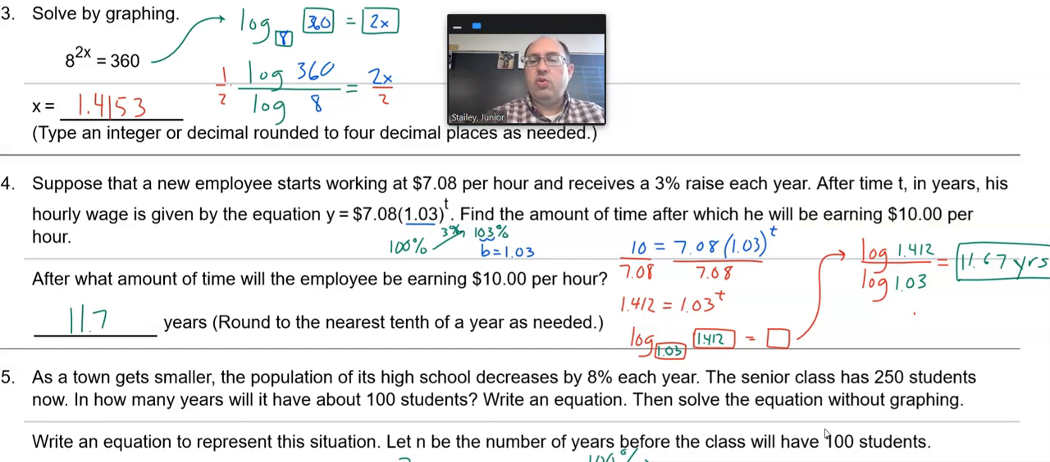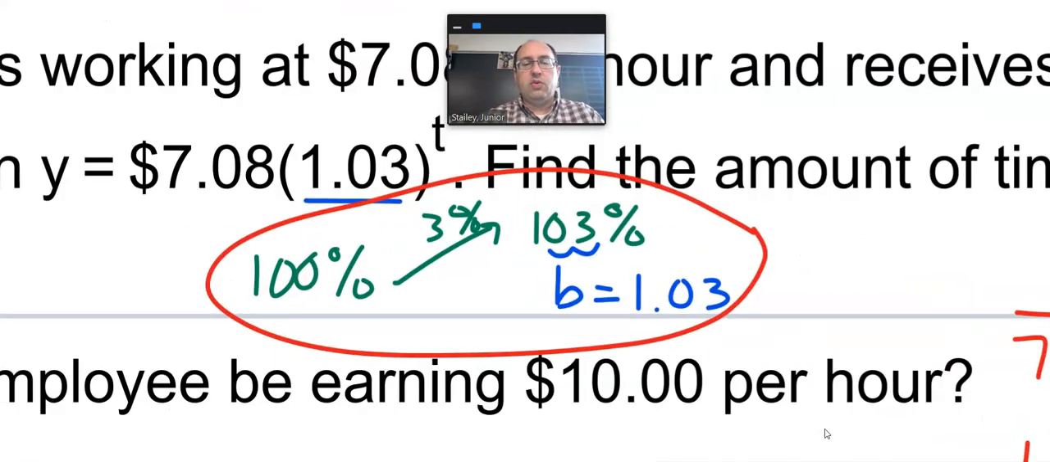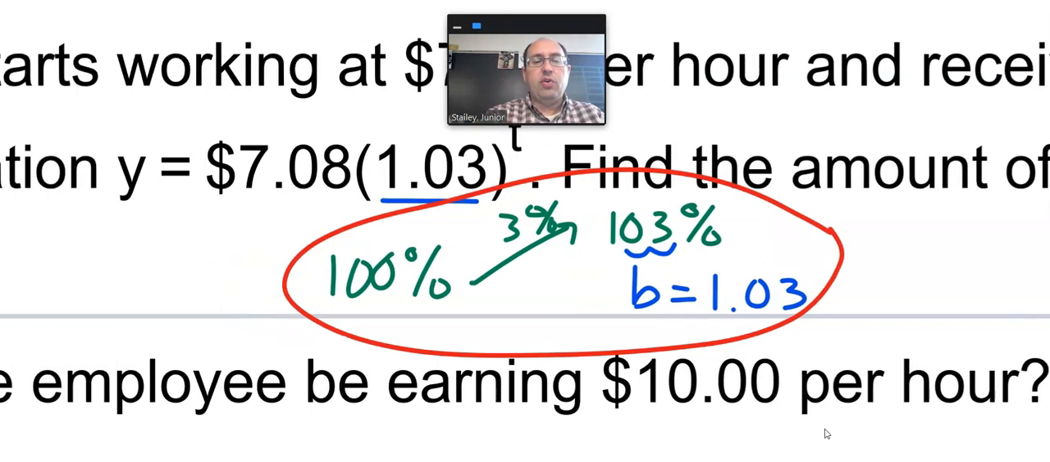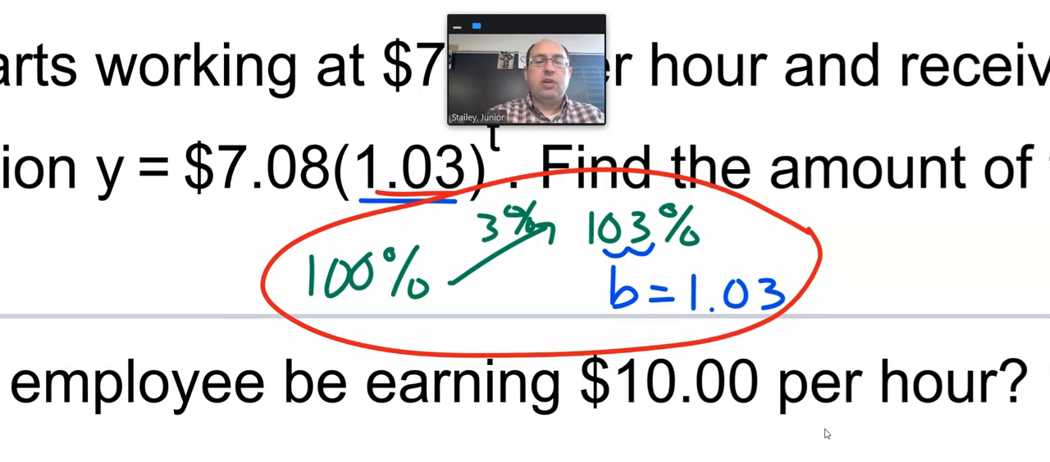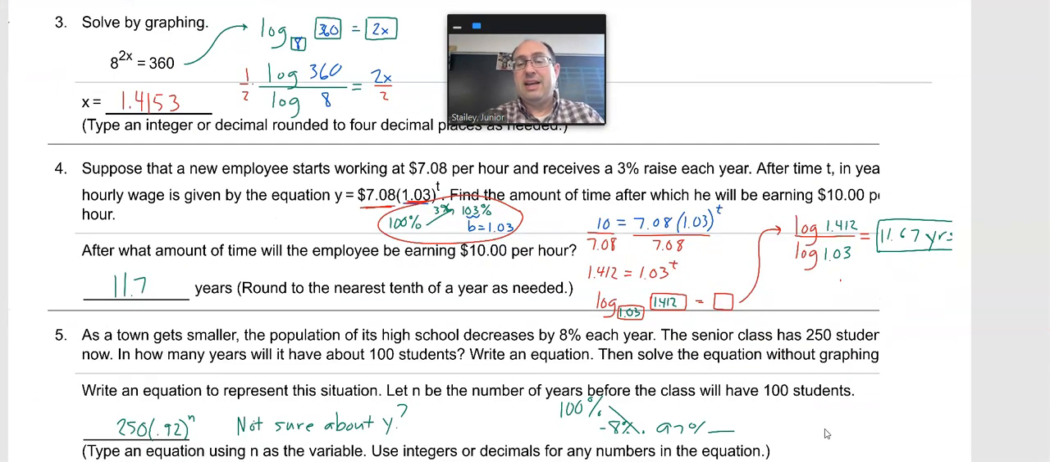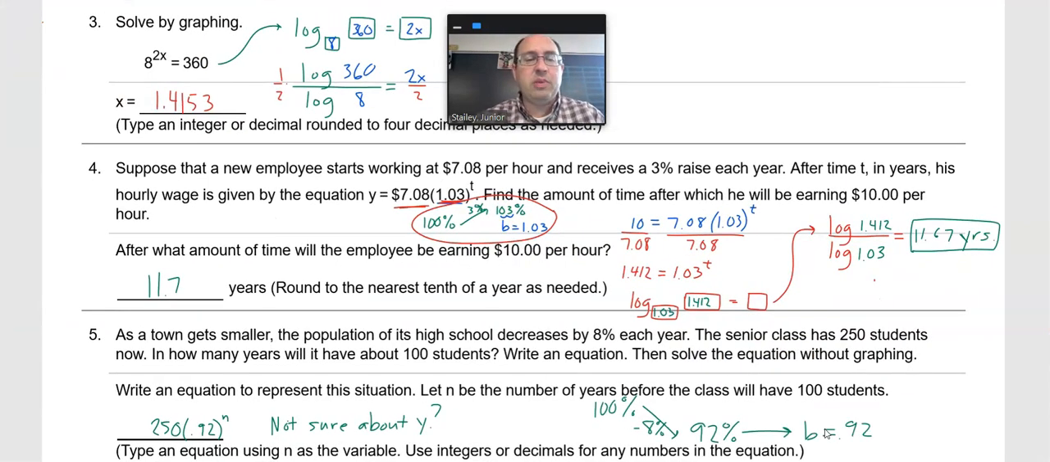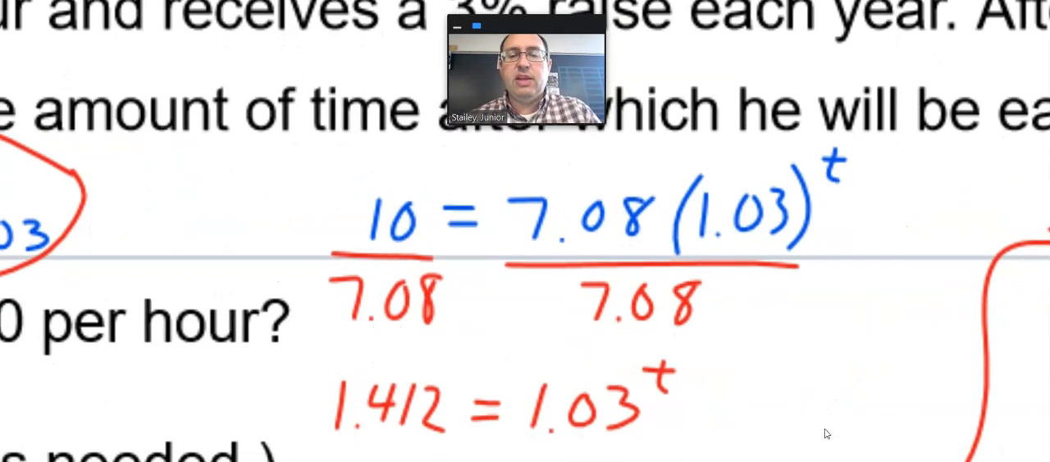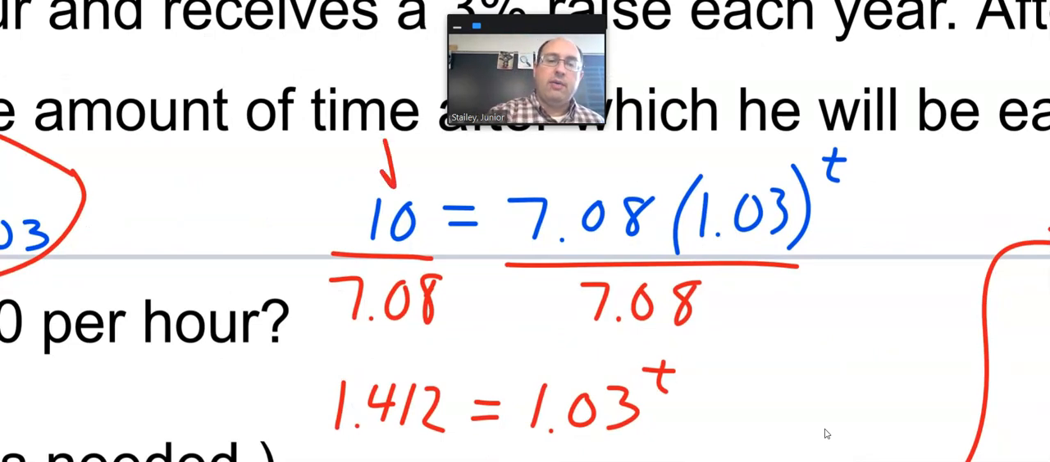Anyway, so they gave me the cool equation, right? You're starting with 100%, you're going up 3%, that's 103%. And we can convert that to a growth factor, 1.03. They have kindly done that for you, listed here in the equation. They also listed out the starting amount, 7.08. Look what they did. They said, when will it be $10 per hour? So they are forcing me to set up the equation and put $10 in for y, right over here.